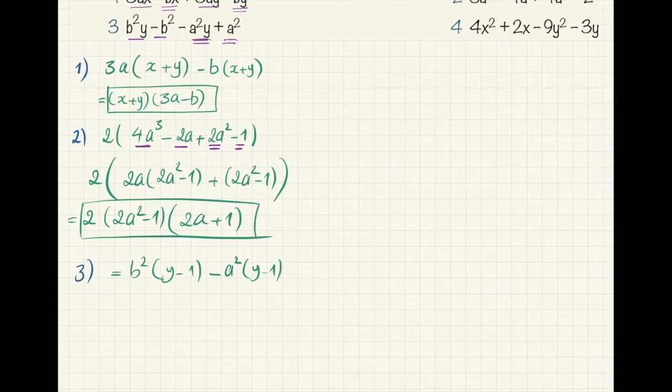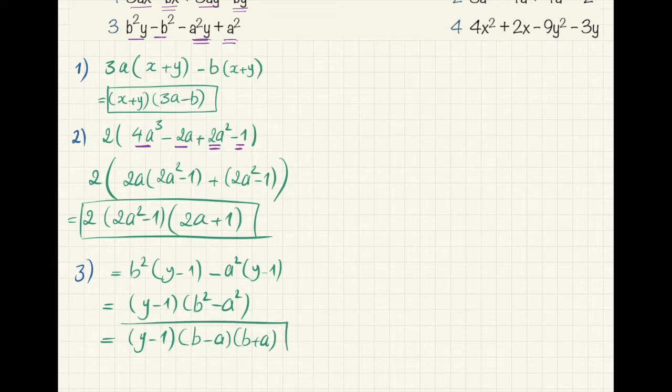Okay, now this is good, yes, because now you see that y minus 1 is indeed the common factor, so I can pull it out. Then I am left with b squared minus a squared. Of course, this is in factorized form because it's a product, but it's not complete because b squared minus a squared is the difference of two complete squares, and I have used the conjugate rule, yes? So then it becomes y minus 1, and then I have b minus a, b plus a. And that would be the answer to this one. Okay?